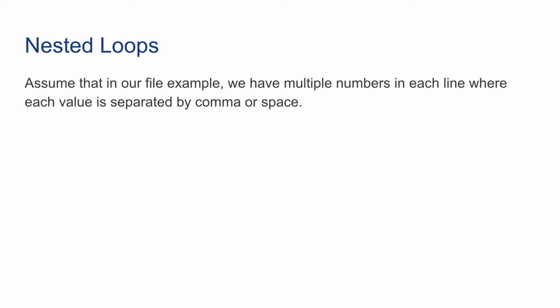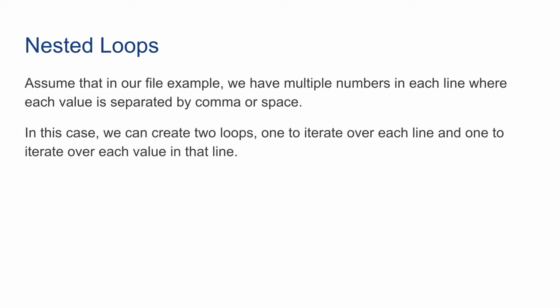Lastly, let's talk about nested loops in a specific example. So assume that in our file example, we have multiple numbers in each line where each value is separated by comma or space, so preferably comma. In this case, we can create two loops, one to iterate over each line and then one to iterate over each value in that line.